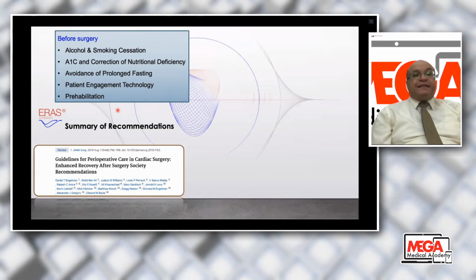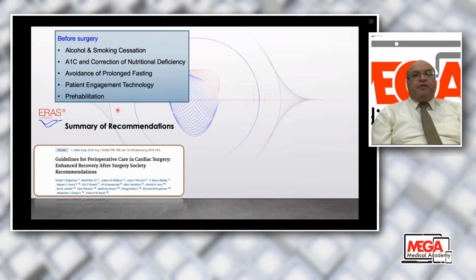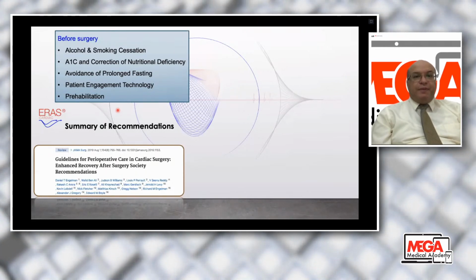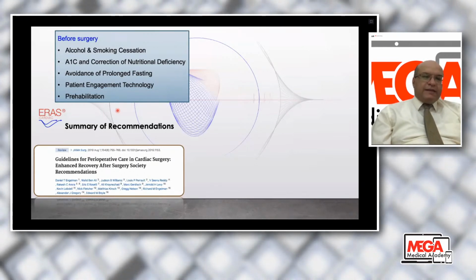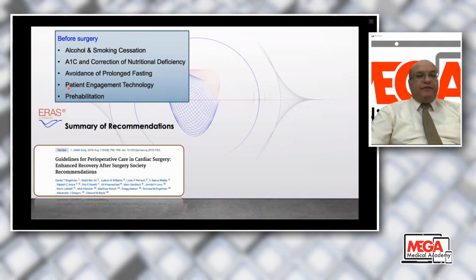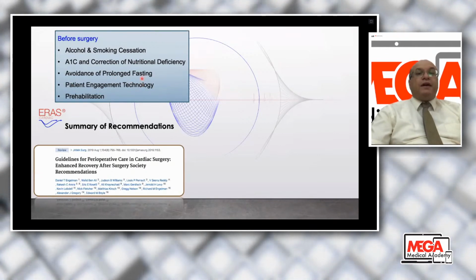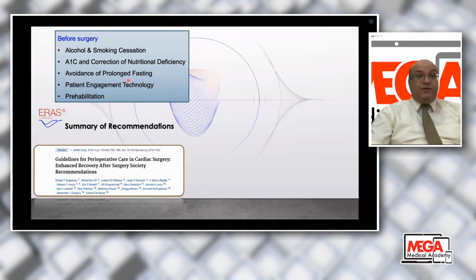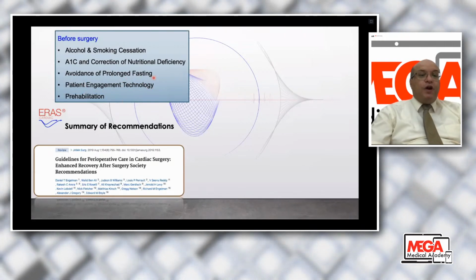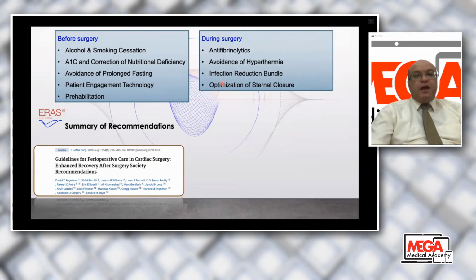Before surgery: alcohol and smoking cessation, monitoring of hemoglobin A1C and control of the level of diabetes in case of uncontrolled diabetic status, correction of nutritional deficiency, and avoidance of prolonged fasting. You have to minimize the hours of fasting. Patient engagement technology, as I'll show you, and rehabilitation.